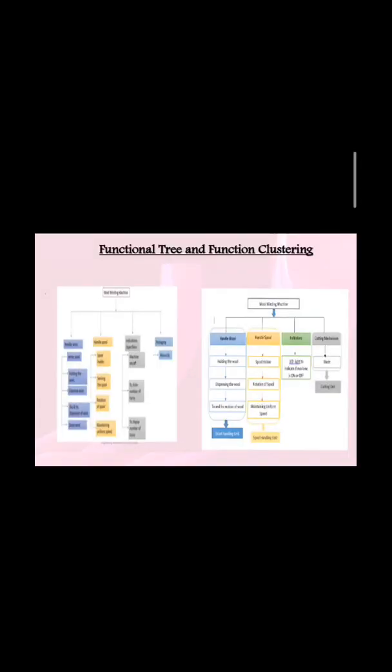Functional tree and clustering. In our project there are 4 different processes. They are handling the wool, handling the spool, indications, and packaging and cutting. Sensing the wool, holding the wool, dispensing the wool with to and fro motion, and storage of wool all come under the process of handling the wool.